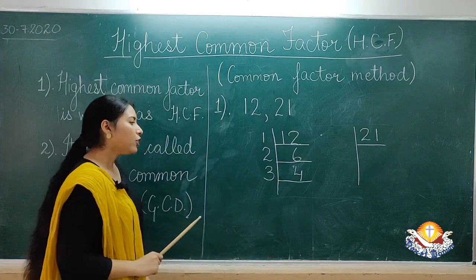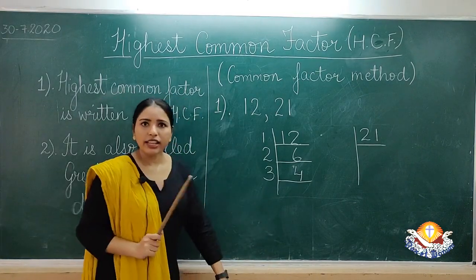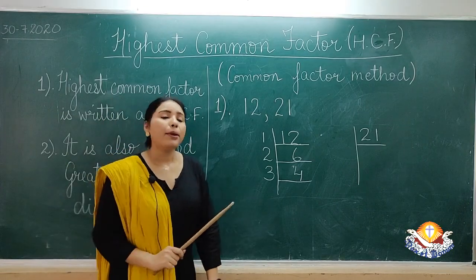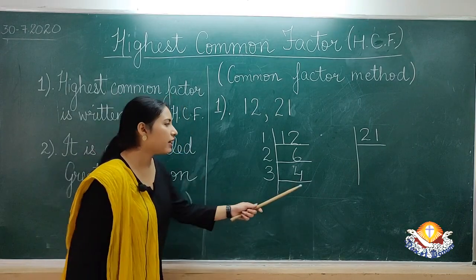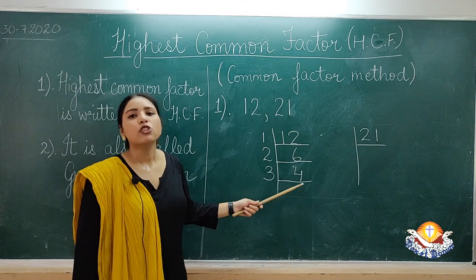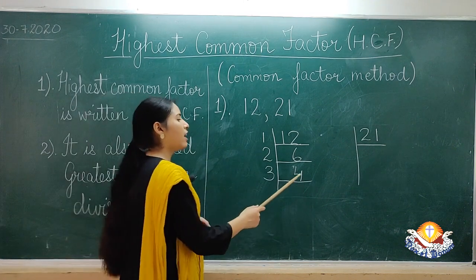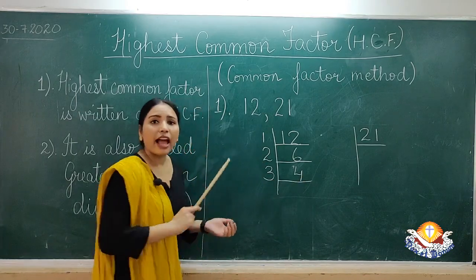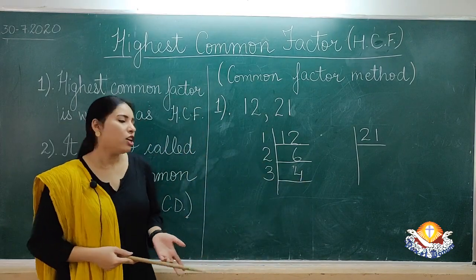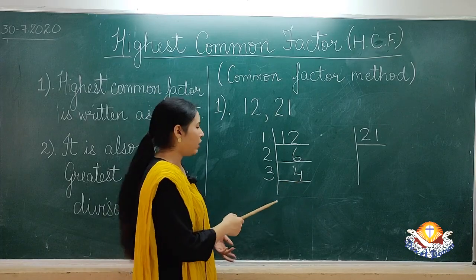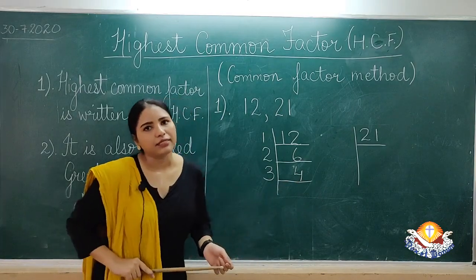But we are not going to write 4 here on the left hand side. Why? Because 4 is already written on the right hand side. So we do not repeat that number. As 4 3s are 12 and it is already written over here, we do not write 4 again over here on the left side.